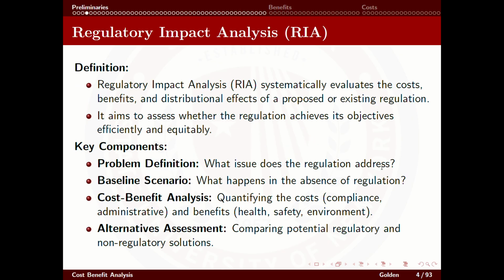Then you have a regulatory impact analysis, and these analyses systematically evaluate the costs, benefits, and distributional effects of a proposed or existing regulation. It looks at whether or not the regulation is actually achieving its objective and whether or not it's doing it efficiently and equitably. Is there a way we can do this more efficiently, or a way we can do this that's more fair?